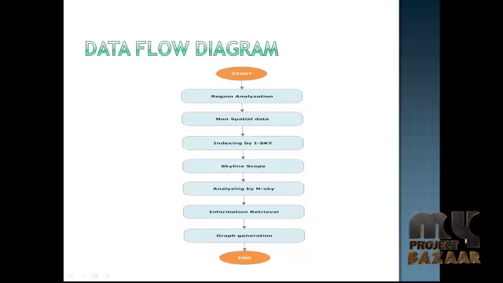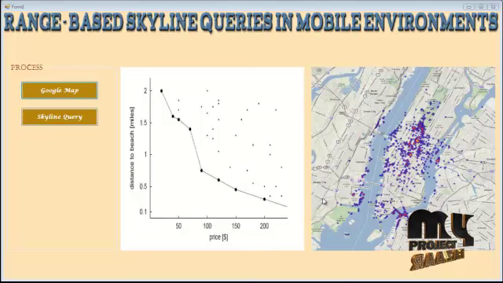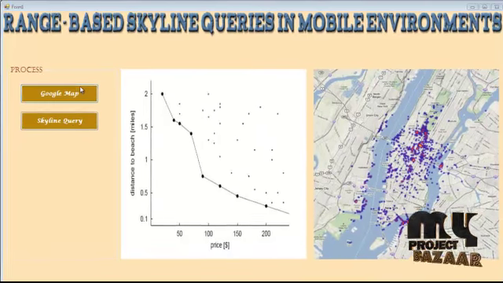After acquiring the non-spatial data, it will be processed by the iSky algorithm. Before that, it will be analyzed whether the non-spatial data lies in the Skyline. In case both the data lie in the Skyline scope, it will be carried out by the iSky algorithm. This is the home screen of our project. Now let's proceed with this.